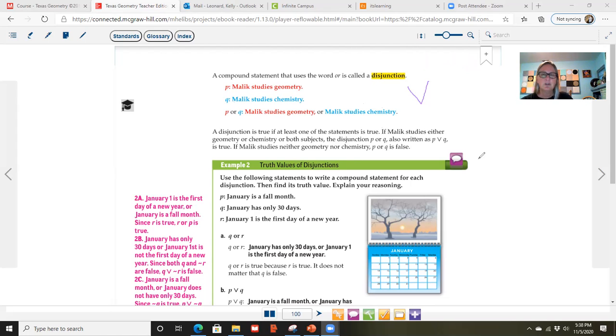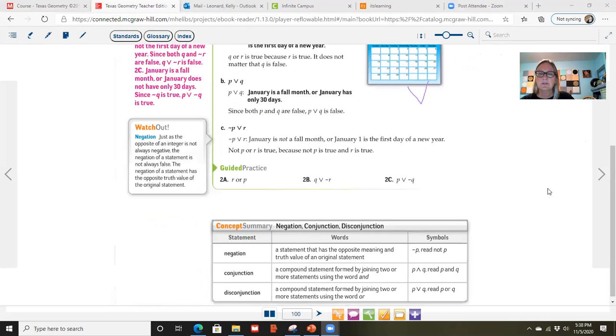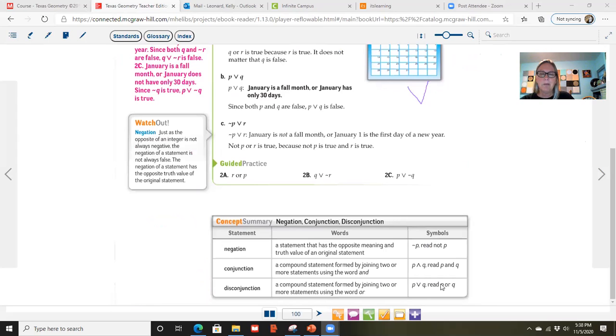Now let me show you some examples. Oh wait, before I go to the examples, at the bottom of page 100, it has a little summary of the vocabulary. Negation is just what you think. It's like the word negative, a statement that has the opposite meaning and opposite truth value of the original statement. It's written like this. Here's the symbol, and it's read not P.